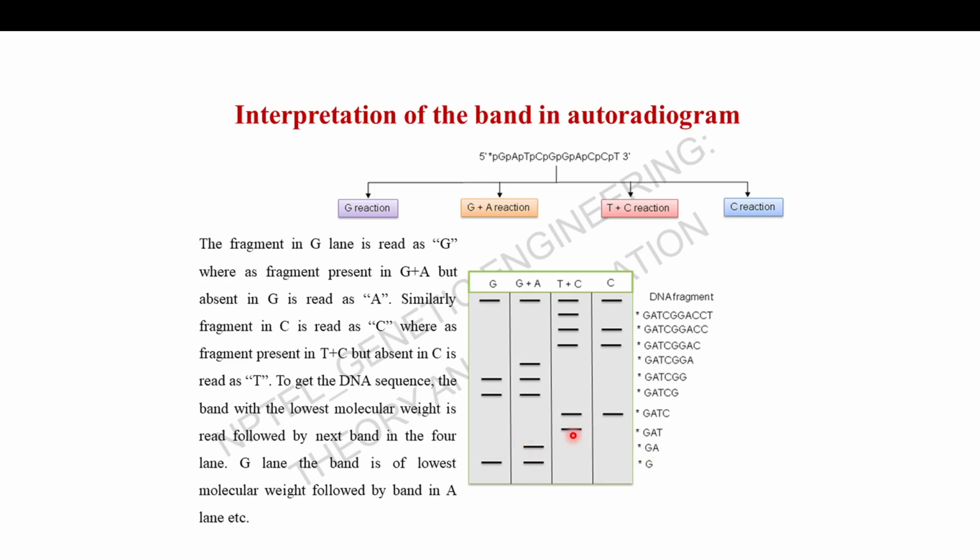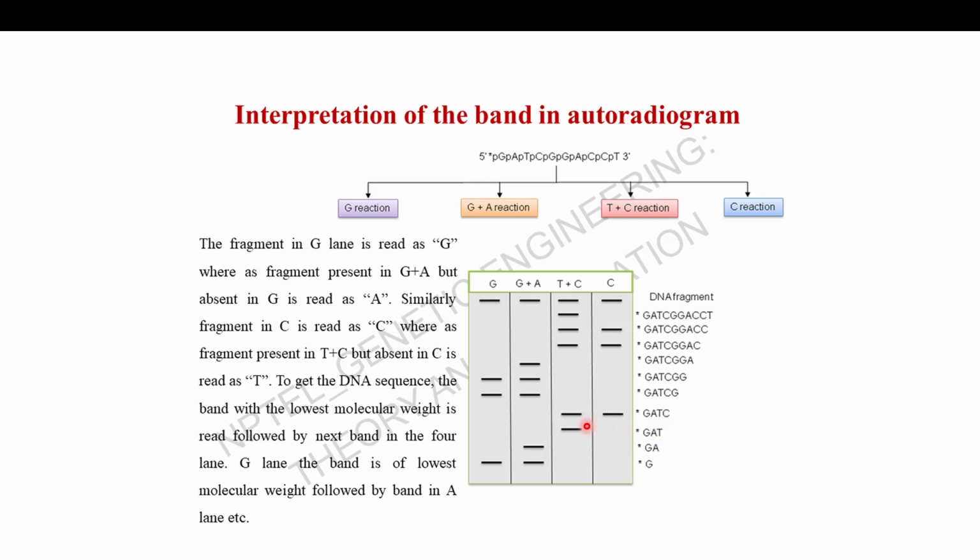Next comes this particular band, right? Now this particular band is present in which tube? T plus C reaction tube. But this band is absent in C reaction tube. So that means this is ending at thymine. Okay, thymine residue. So GAT.